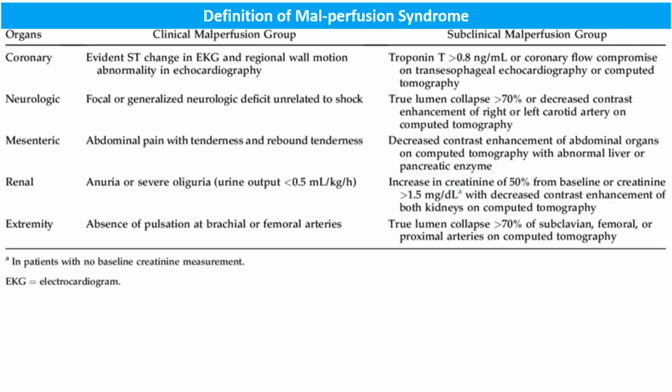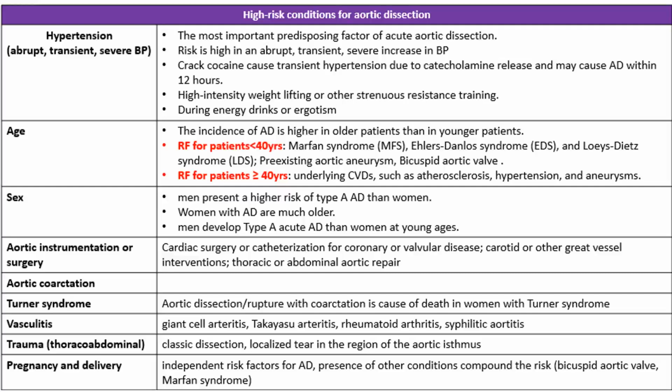Imaging techniques, such as CT angiography, MRI, or transesophageal echocardiography, are employed to identify signs of compromised blood flow to organs or limbs. These may show evidence of true and false lumens, as well as the involvement of branch vessels. Laboratory tests can reveal elevated lactate levels or other markers of organ dysfunction, which support the diagnosis of malperfusion. This table summarizes the high-risk conditions commonly associated with aortic dissection.